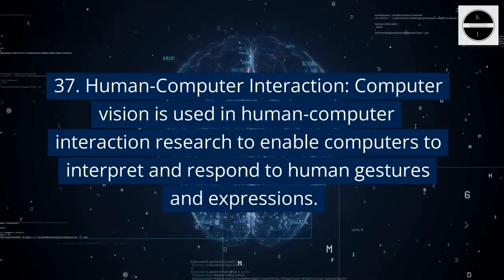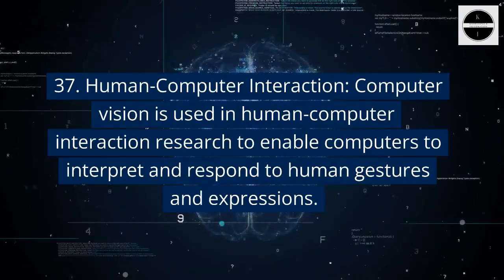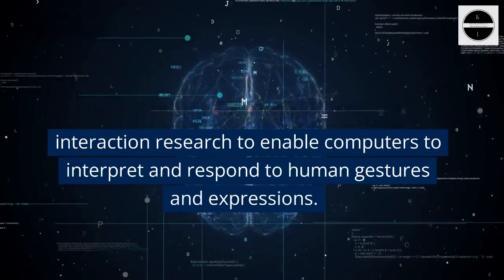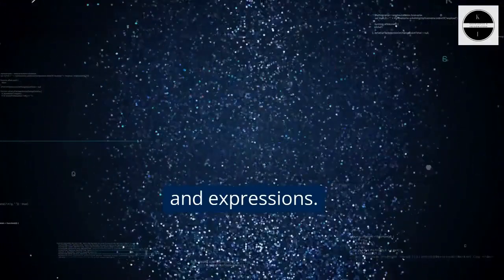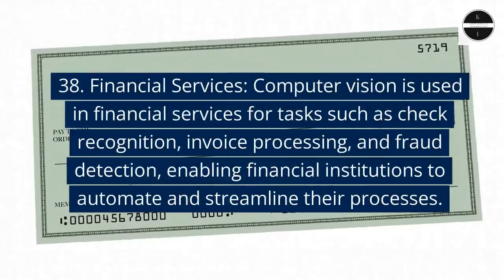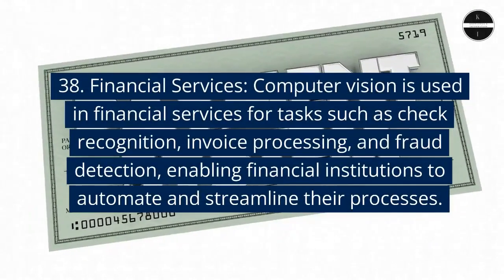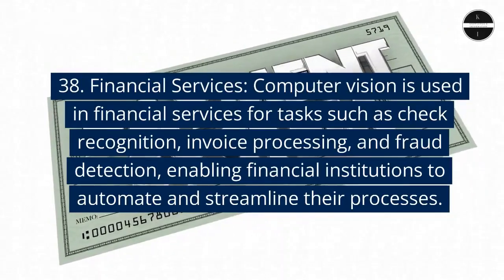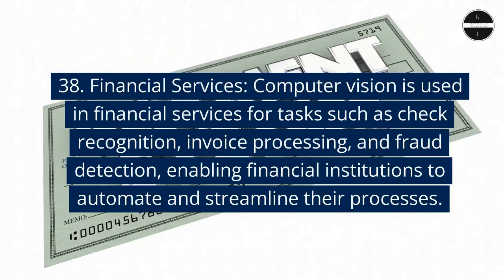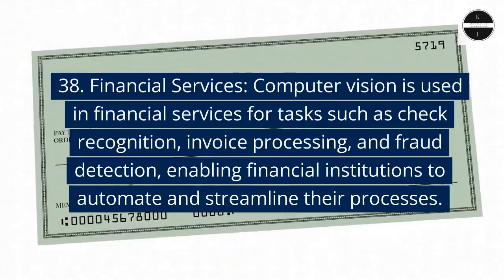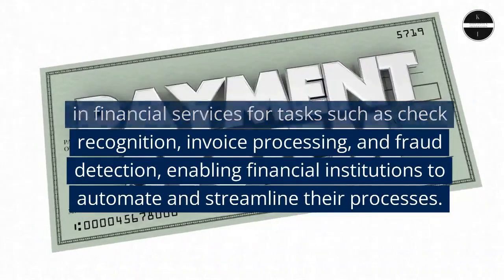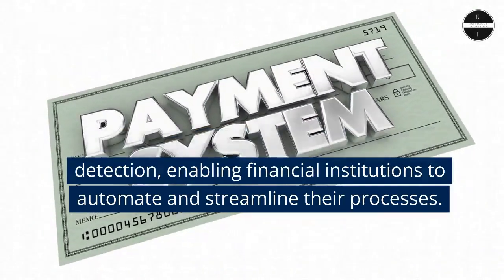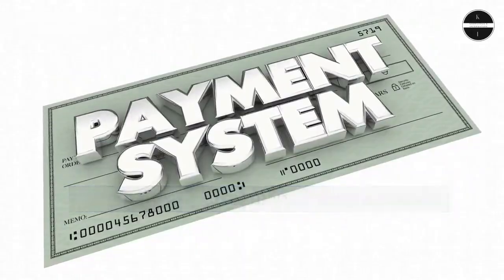37. Human-computer interaction. Computer vision is used in human-computer interaction research to enable computers to interpret and respond to human gestures and expressions. 38. Financial services. Computer vision is used in financial services for tasks such as check recognition, invoice processing, and fraud detection, enabling financial institutions to automate and streamline their processes.